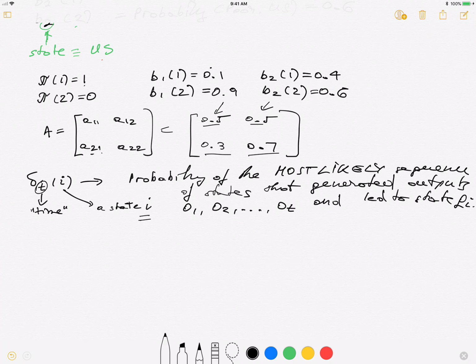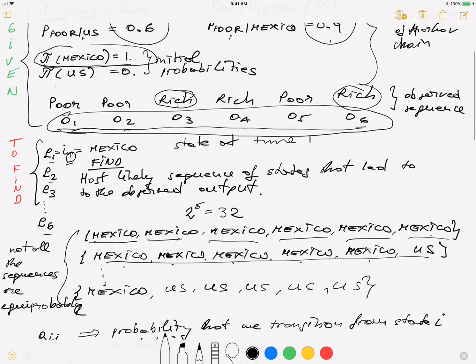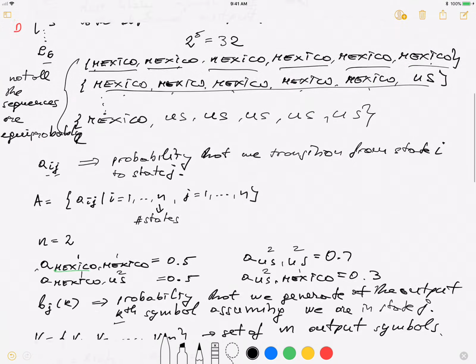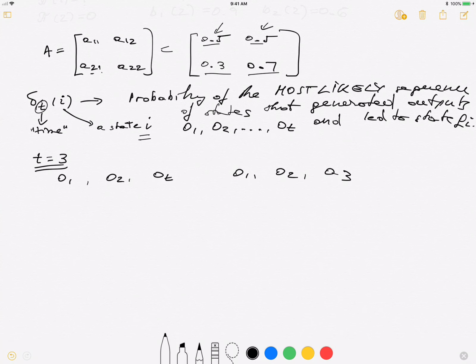Say t is equal 3. What are the observed outputs O1, O2, OT? T is 3, so we are looking at O1, O2, and O3. What are our outputs? They are O1 being poor, O2 being poor, and O3 being rich. So the sequence O1, O2, O3 is equal poor, poor, rich.